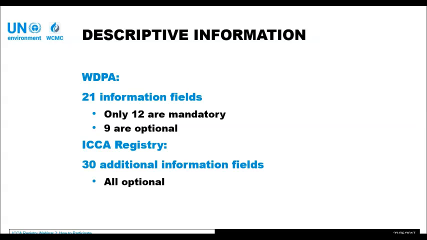For the WDPA, there are 21 information fields that need to be completed by the data provider. Only 12 of these are mandatory. The remaining 9 fields are optional. The ICCA Registry contains all of the same fields plus an additional 30 fields. These are all optional.